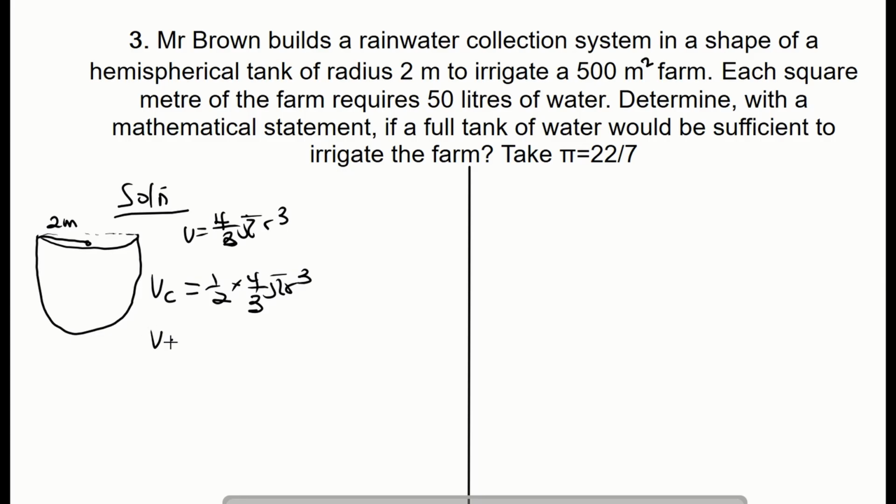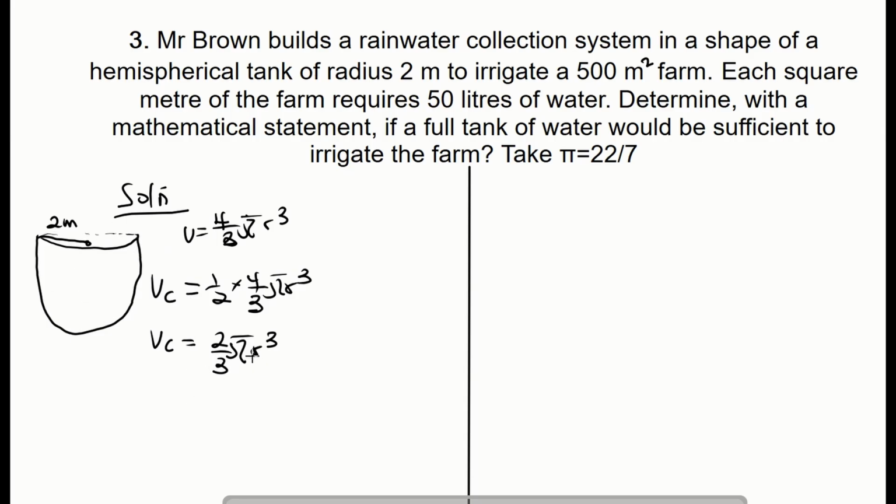Okay. So the volume is going to be equal to what? 2 over 3 pi r cubed. So this is actually our volume of the container. So this will be the total amount of water that this container can hold.